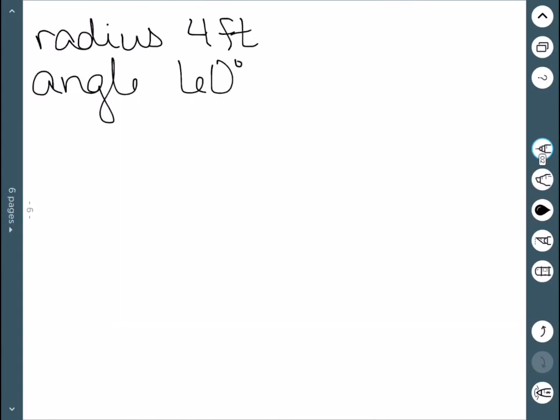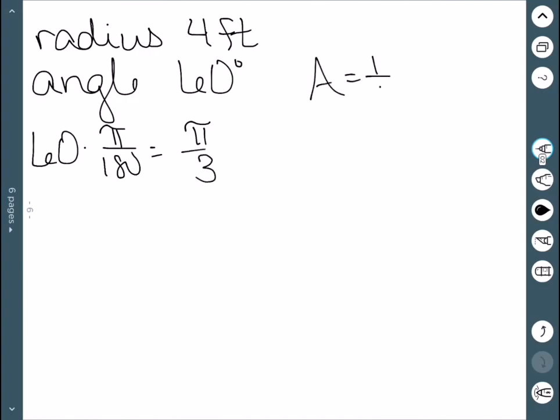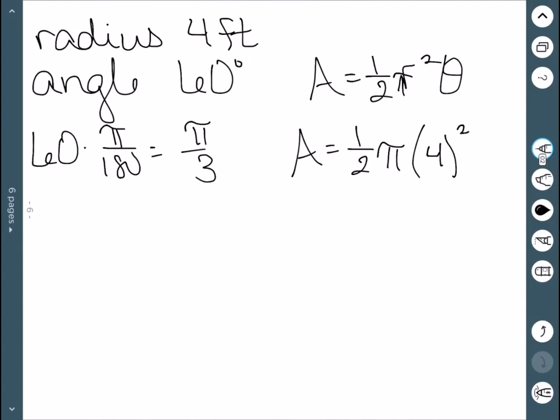Here we have a radius of 4 feet and an angle of 60 degrees. And it's important to note once again that our angle needs to be in terms of radians. So multiplying by pi over 180 gives us pi over 3 radians. And now we can use our formula. We have 1/2, r, which is 4, squared times theta, which we just found to be pi over 3.